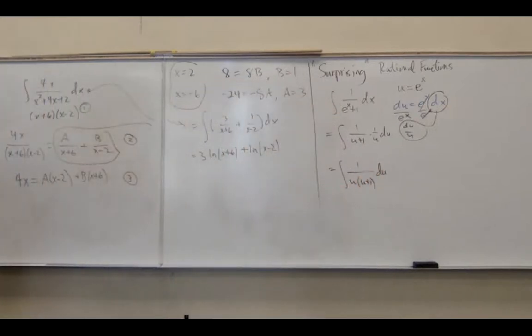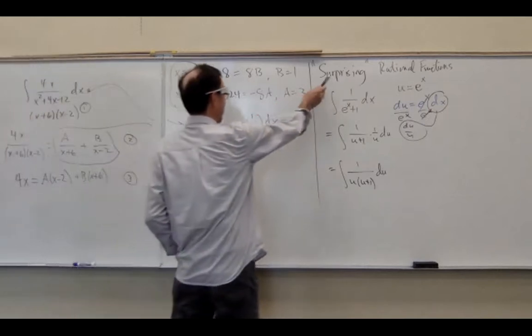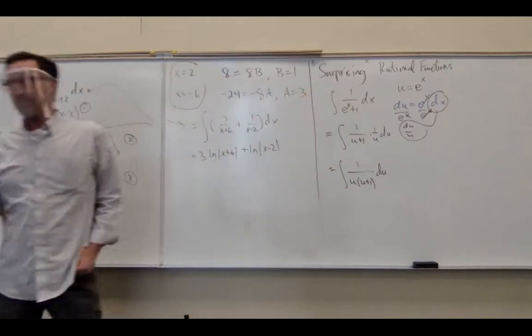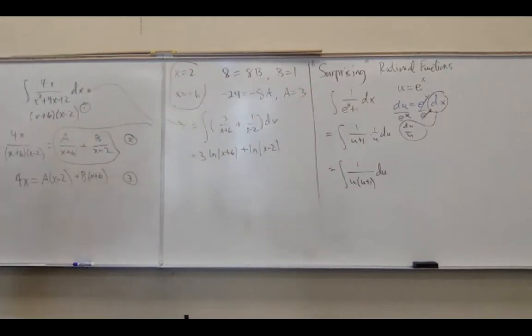So maybe at first it seemed like it didn't really have a chance substituting for e to the x, but in the end, I think it turned out okay. What kind of a function is that now in u? It's a rational function. Surprisingly. Is it proper? Yes, it is. Degree 0 on the top, degree 2.